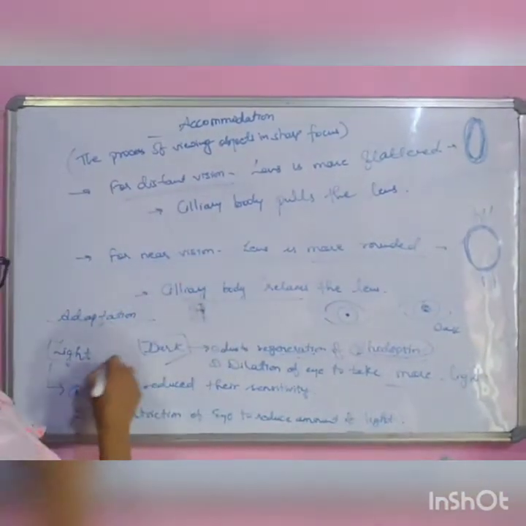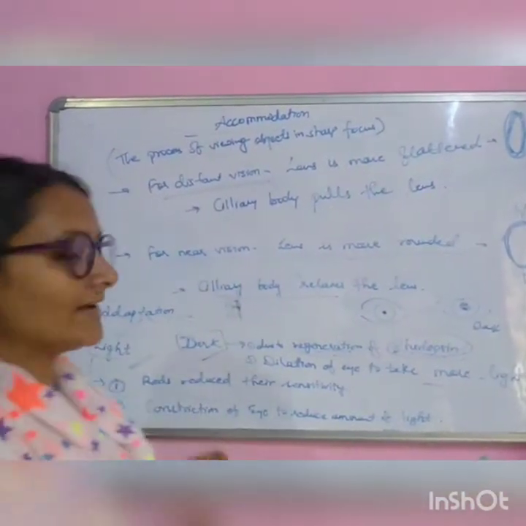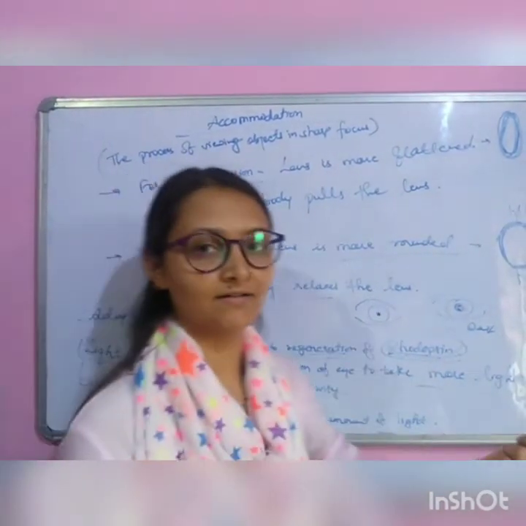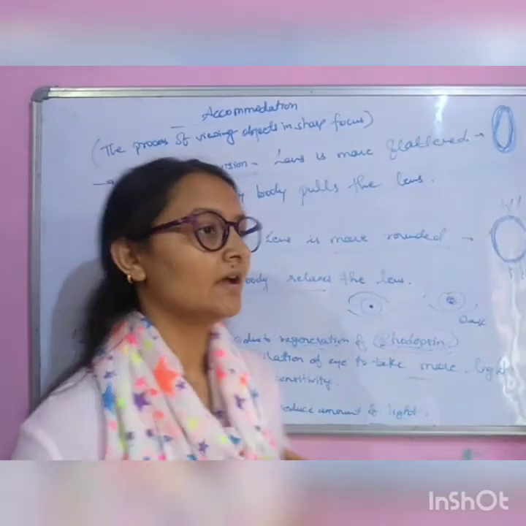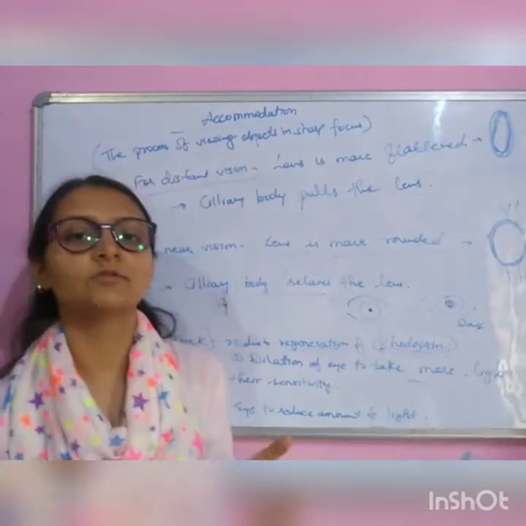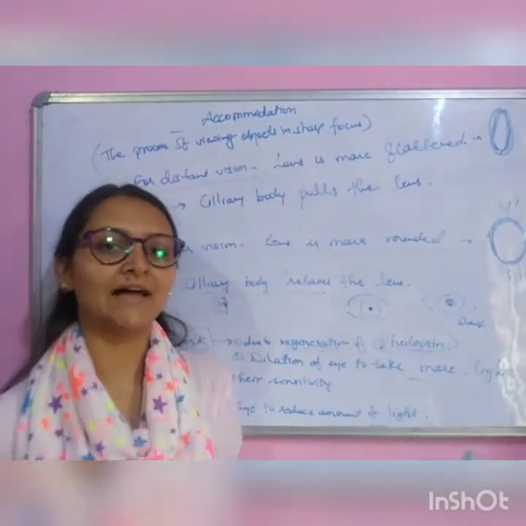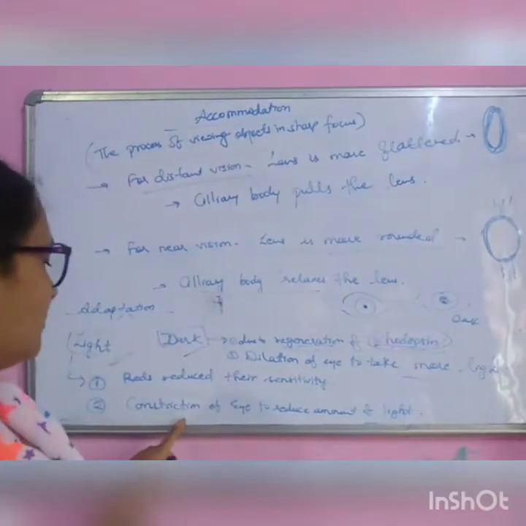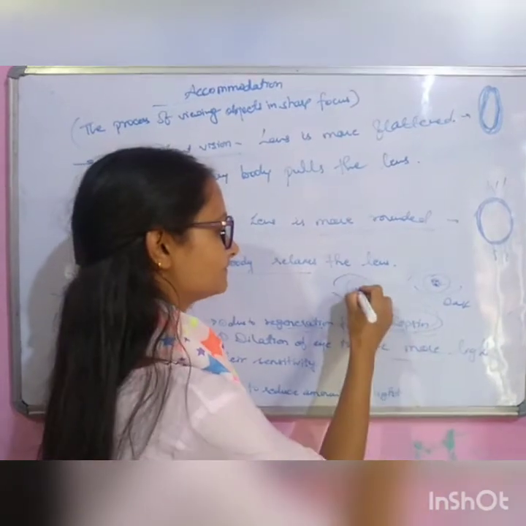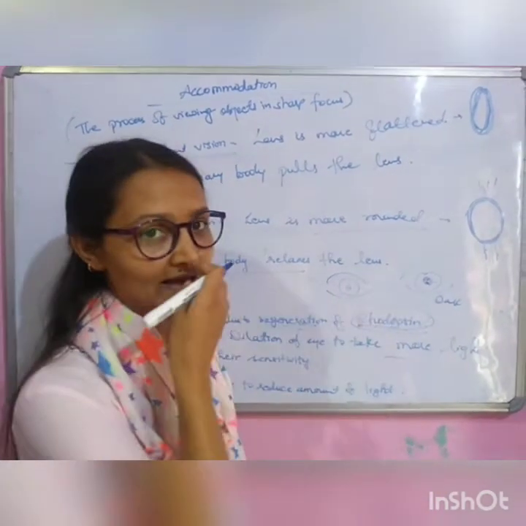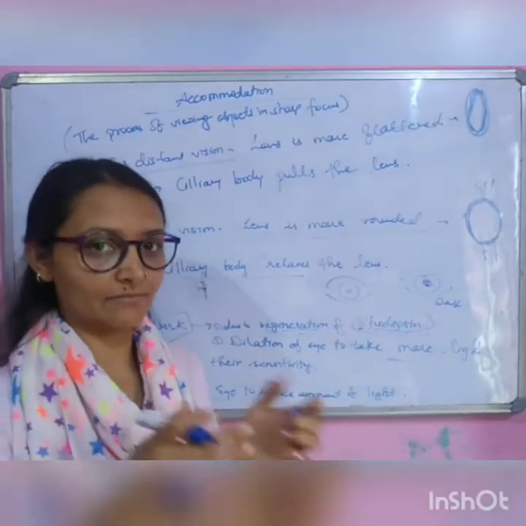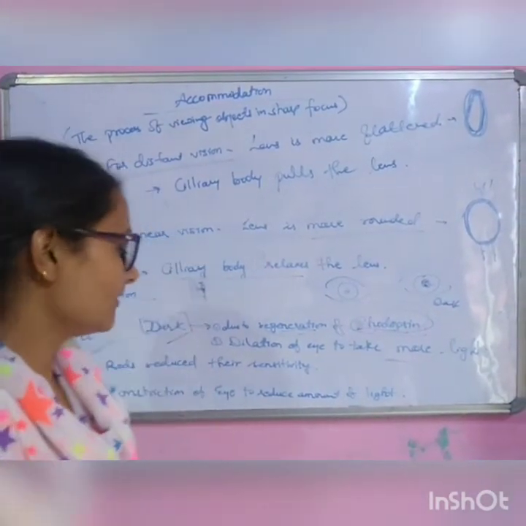And if we come to light adaptation, why does it happen? Because rods reduce their sensitivity. In a room where there is so much light, the rods lose their sensitivity and the cones get activated. The second thing is constriction of the eye. Constriction means the pupil becomes very small in size, so that less light enters your eye.